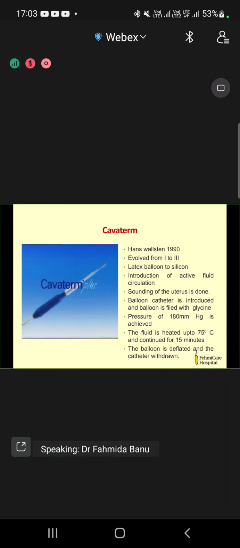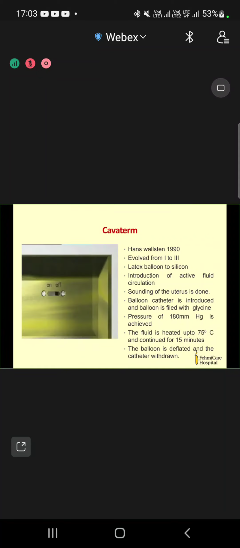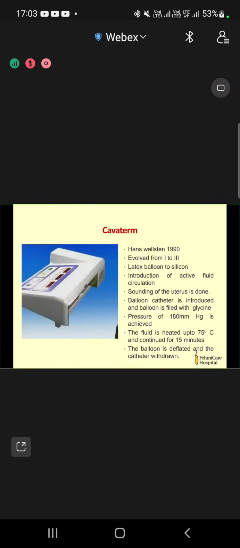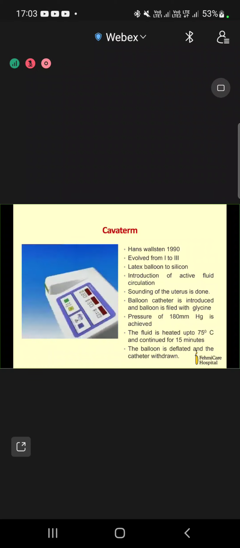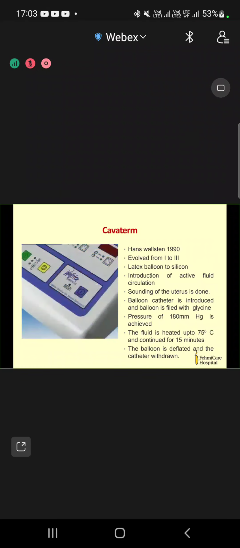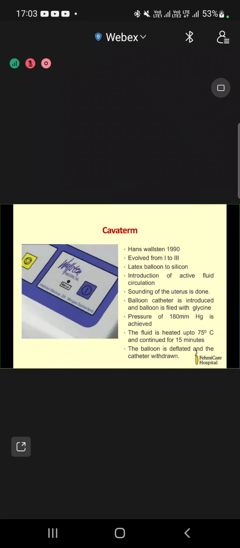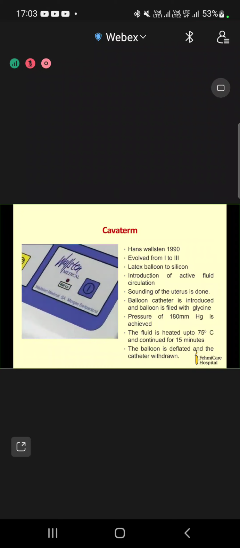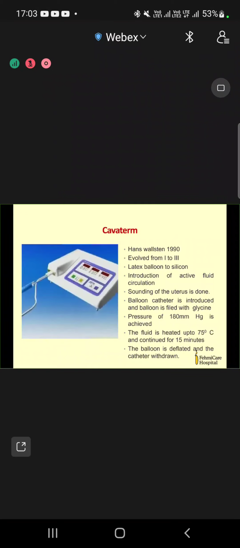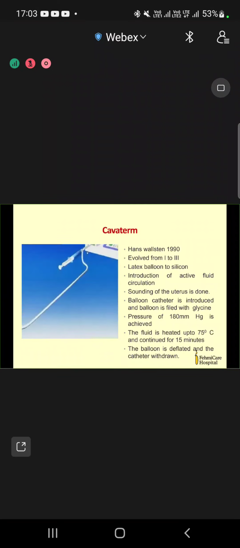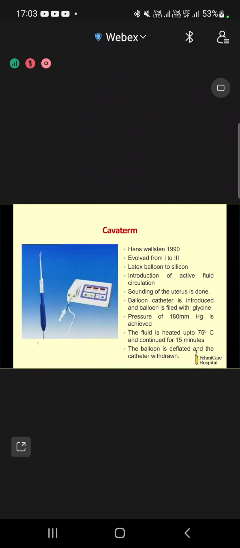One practical difficulty is that all these are made for use and throw. But in our country, typically we don't go by use and throw. We try to reuse. By reusing the technique and the balloons, the expected results are not achieved, because all these instruments are made for only one use.